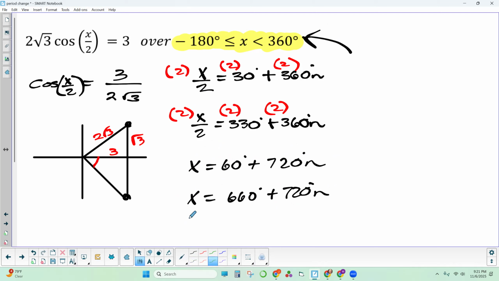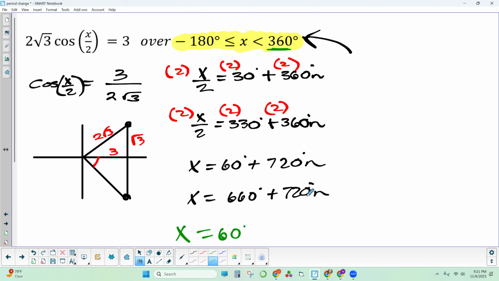Okay? So again, I will start with my first angle here, which is 60 degrees, which falls into the interval. I'm not going to subtract 720, because that's going to take me way into the negative. So I can't do that. And if I add 720, that's not going to work as well because I will exceed the top here at 360.